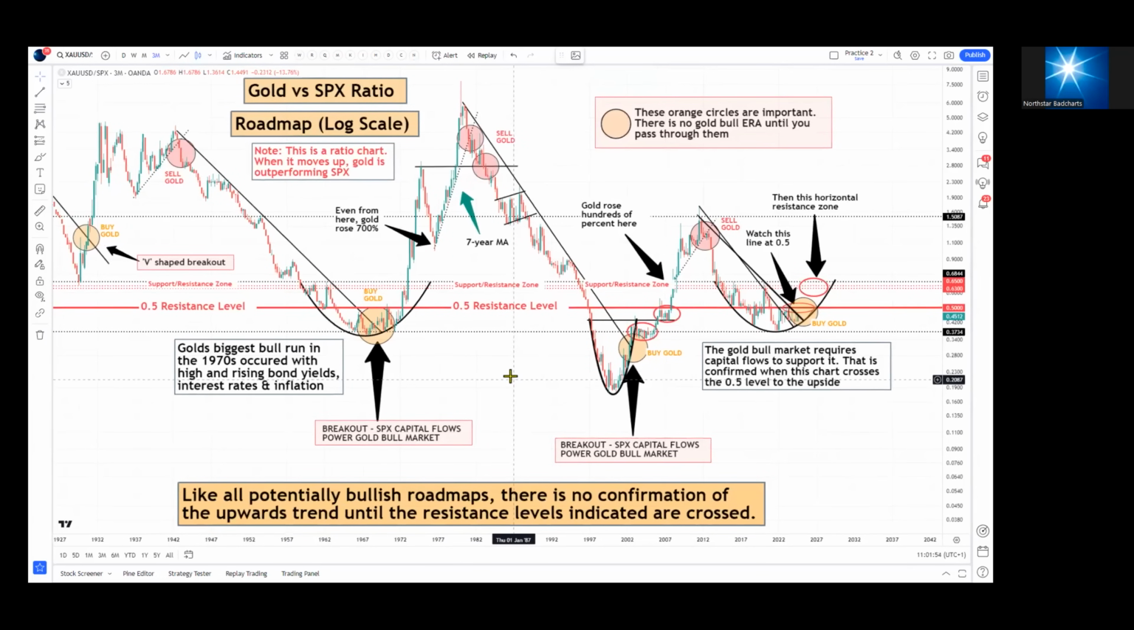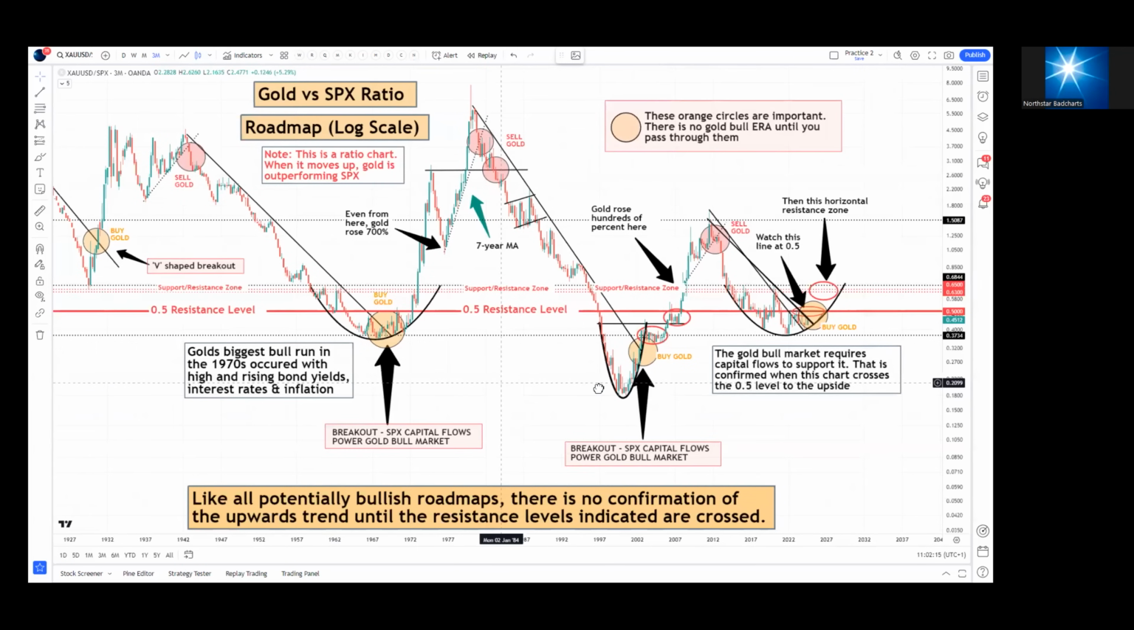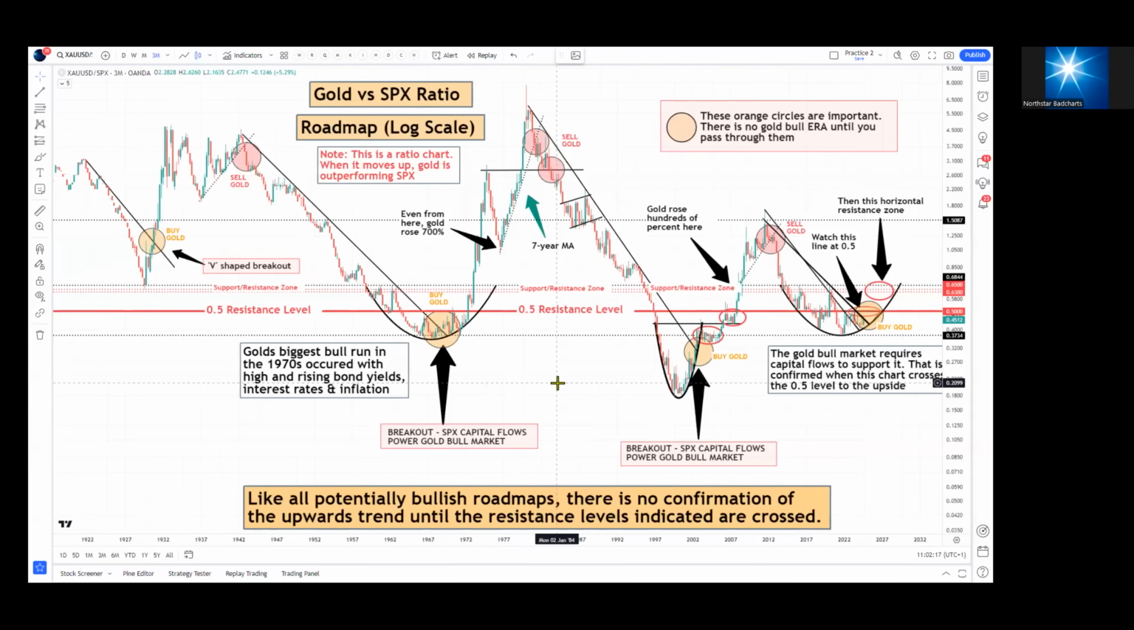Now we know we're in a gold and silver bull market because the charts have broken out above key points and they're above rising trend lines, rising moving averages and all that sort of thing. So we know that they're in a defined bull market, but are they in a bull era? And this chart here, the gold to SPX ratio, tells you whether or not we're in a precious metals bull era. You can go back to the 1930s here.